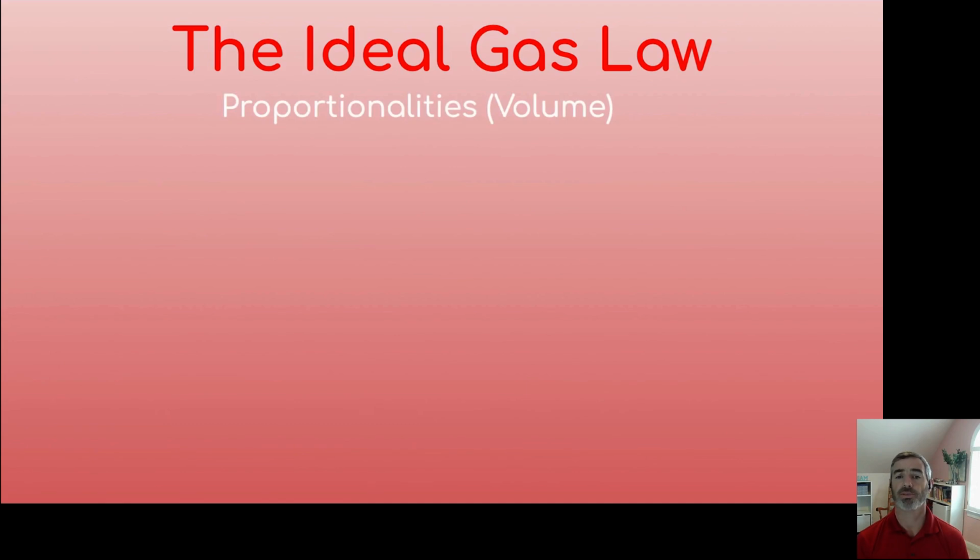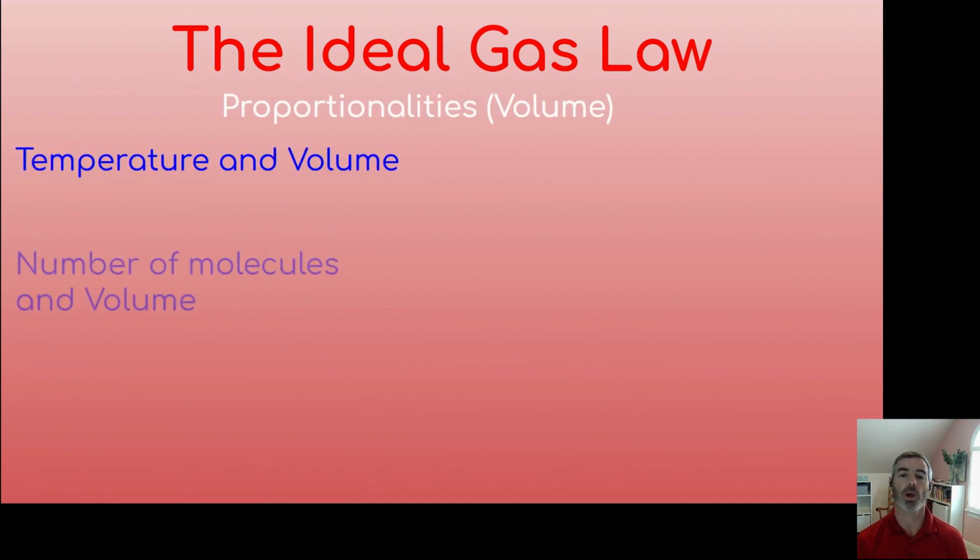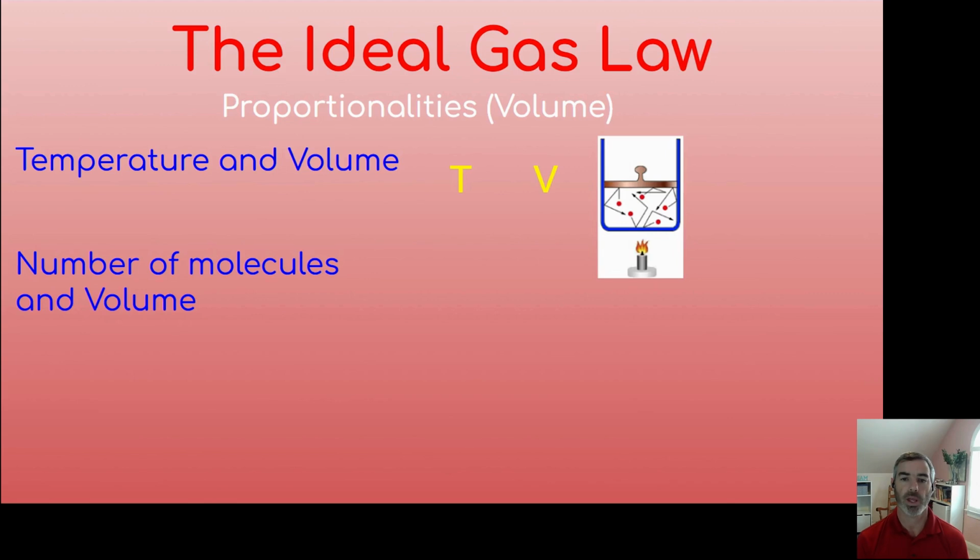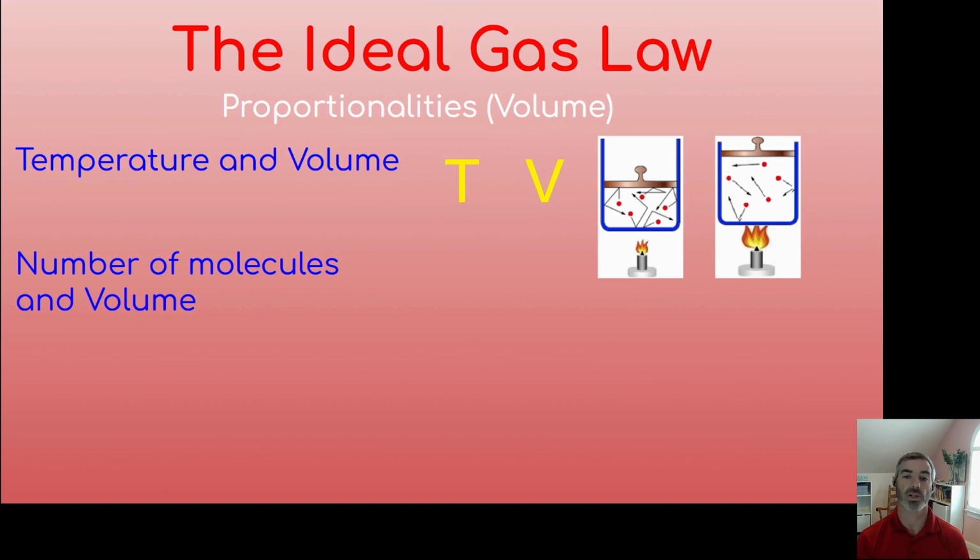So let's look at the relationships for volume: temperature and volume, and number of molecules and volume. We already know that pressure and volume have an inverse relationship from what we saw on the previous slide. If we increase the temperature, assuming the pressure remains constant, and the lid is able to slide freely, then to keep the pressure the same, meaning the same number of collisions, the gas has to occupy a larger space. So the volume is also going to increase. That is a direct relationship between temperature and volume.